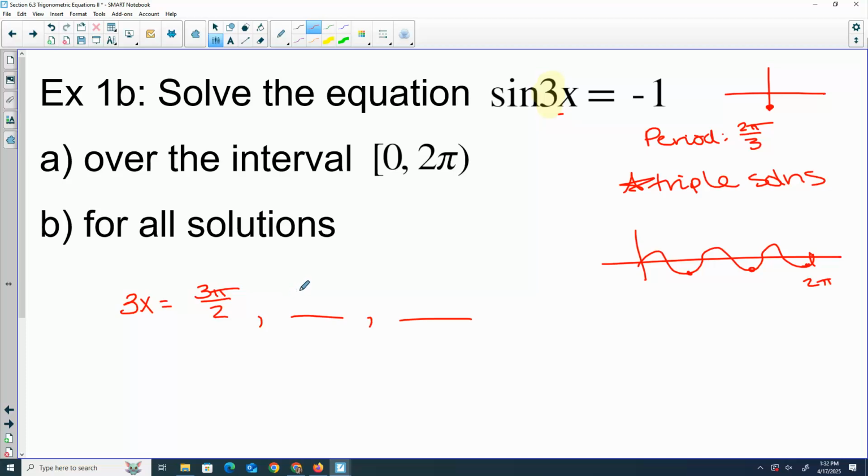plus 2 pi, you can do it on the calculator, 3 over 2 plus 2, we get 7 pi over 2. And we add 2 pi again, 7 pi over 2 plus 2 pi, it's 11 pi over 2. And so now if I want to find x, what would I have to do to all of those answers? Divide them all by 3. So if I divide by 3, we get pi over 2.